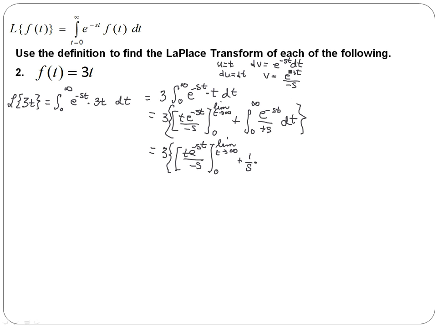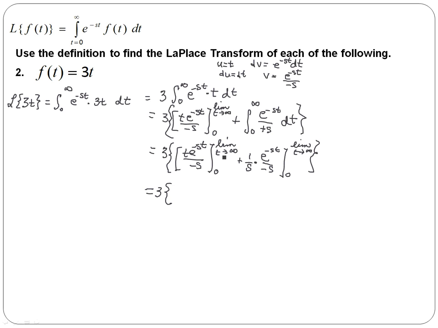And here again, when you take the integral of e to the negative st dt, you get e to the negative st divided by negative s. That gets evaluated as t goes to infinity and at 0. Okay, so now let me do my evaluation. And I'll evaluate both of these at the same time.